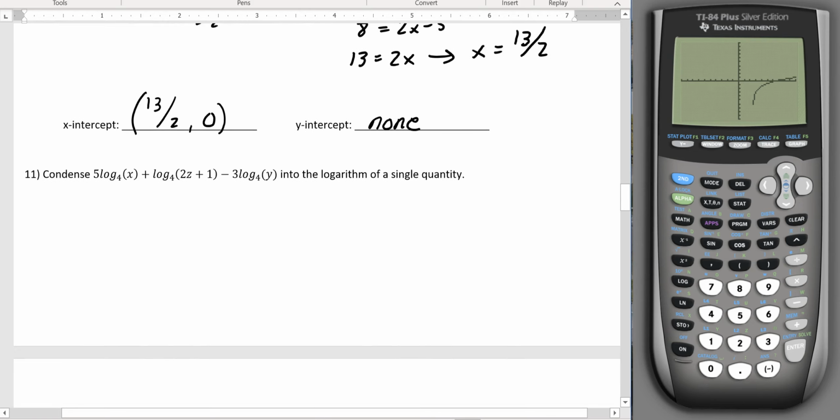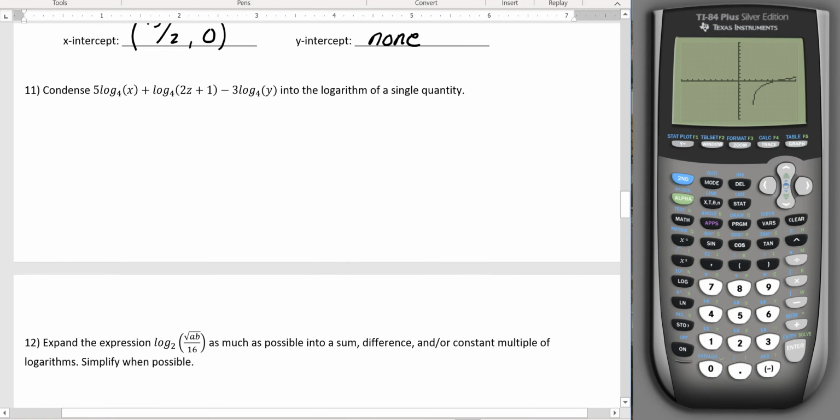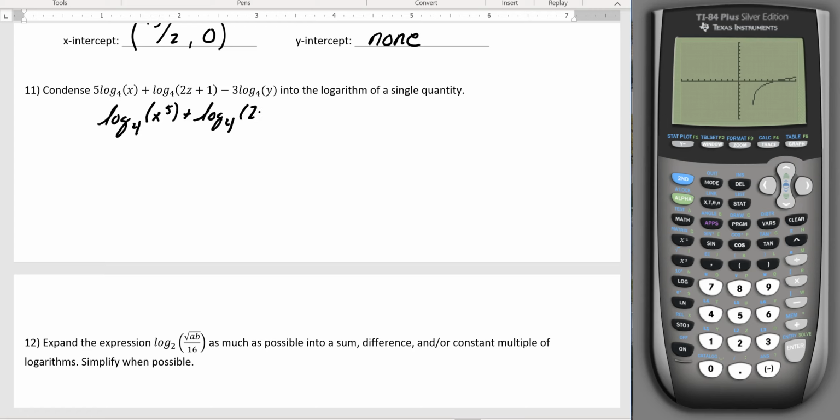All right, let's go ahead and check out number 11 here. So condensing logarithms into a single quantity. Excellent. So this is one where we really got to be careful, make sure we understand exactly what's going on. So remember, if there's a value in front, that becomes the exponent. If it's addition, it becomes multiplication. Subtraction becomes division. So let's rewrite this first as log base 4 of x to the 5th plus log base 4 of 2z plus 1 minus that 3 is going to become the exponent, log base 4 of y to the third.